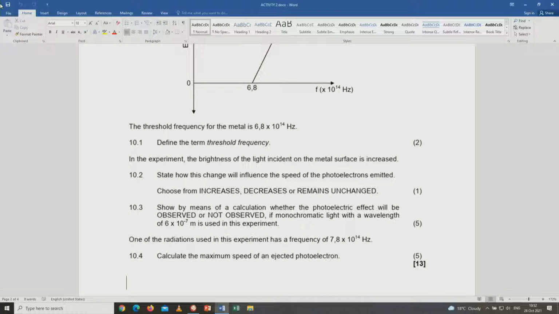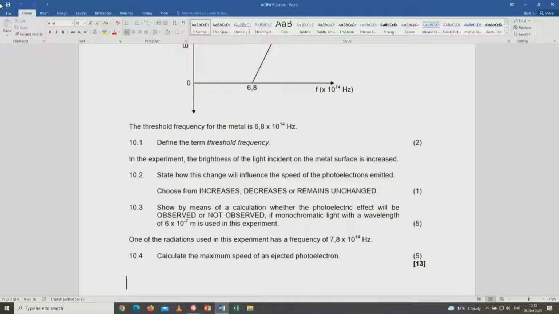And the only time your speed or your kinetic energy will change is when we increase the frequency by using light of a higher frequency. That is the only time your speed and the kinetic energy will change. Then moving on to 10.3.